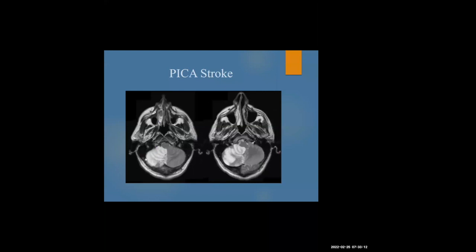So if you have a stroke that abuts and contacts the majority of the occipital surface, you know that you're dealing predominantly with a PICA vascular territory stroke. So this is an example of the PICA vascular territory. The PICA is also going to supply the cerebellar tonsil. It's going to supply the posterior lateral medulla, which we'll see in a second. But this is a predominant PICA vascular territory stroke.